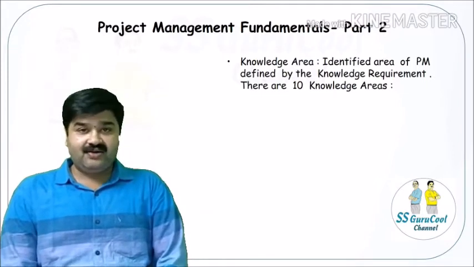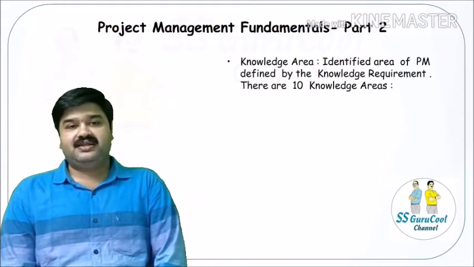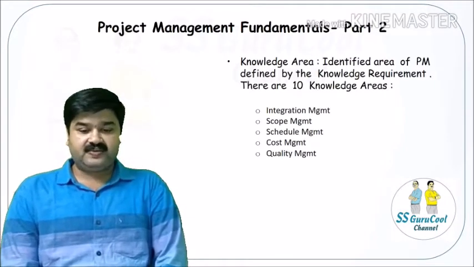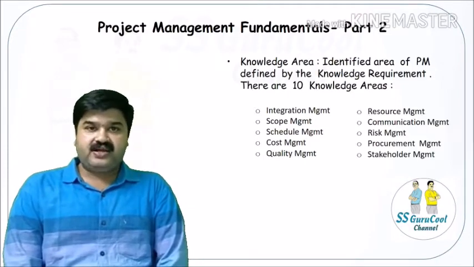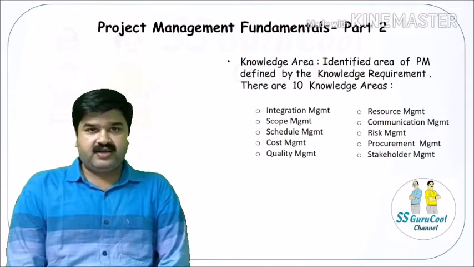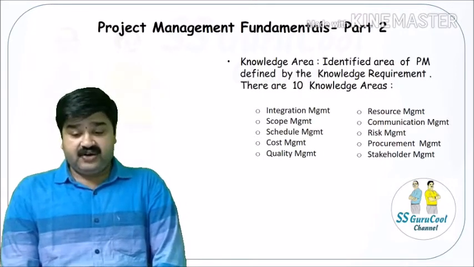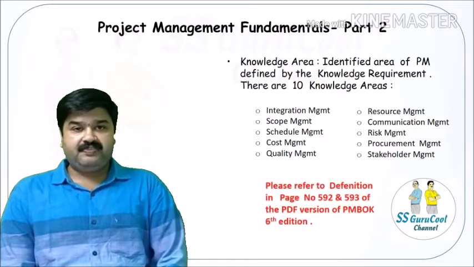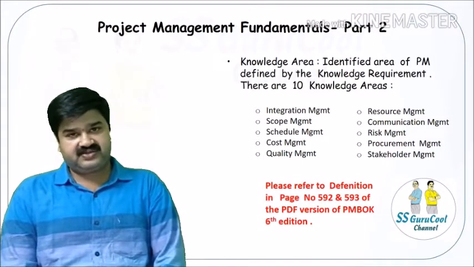Similarly, a knowledge area is an identified area of project management defined by the knowledge required. There are 10 knowledge areas. It starts with integration management, scope management, schedule management, cost management, quality management, resource management, communication management, risk management, procurement management, stakeholder management. Please refer to page number 592 and 593 in the PDF version of PMBOK 6th edition.